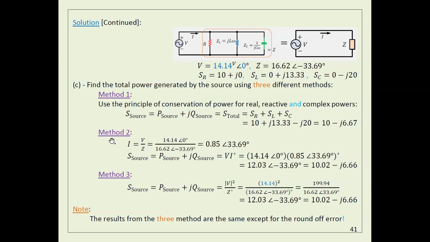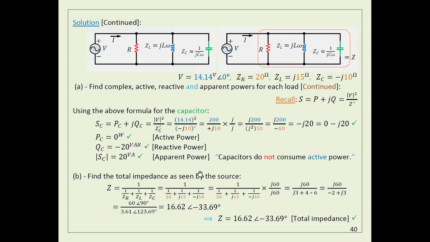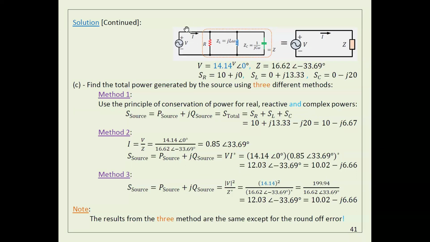So the other way is I can use V I asterisk. I already know V of the source that is given to me. So I need to find I. So I is V divided by Z. Z is the total impedance, which is this one here. So I calculated the total current here, and then I have V. So with V and I, I can calculate the power of the source. It should be the same thing. Okay.